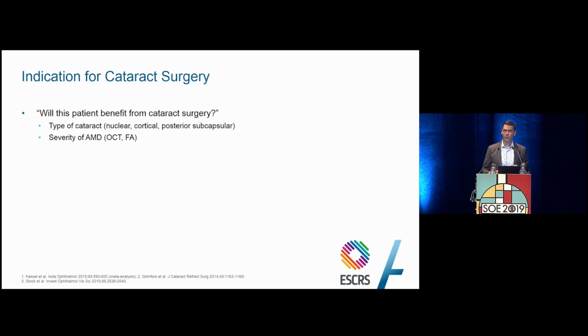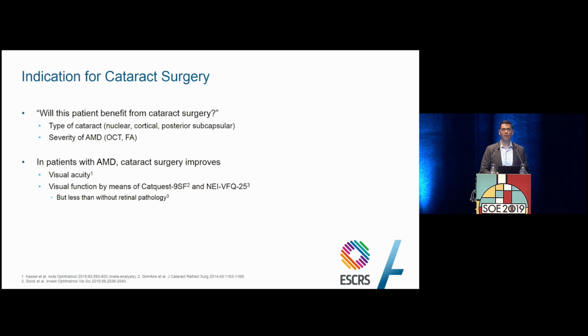In patients with macular degeneration, it depends on the type of cataract and also on the severity of the macular degeneration. So is it a nuclear, cortical, or posterior subcapsular cataract? Especially with posterior subcapsular cataract, people have a lot of complaints of glare, and also with cortical cataract. So in these types of cataract, it may be very beneficial to do the surgery. A nuclear cataract often decreases your visual acuity and your contrast sensitivity, which is also something lost in macular degeneration. And for the severity of macular degeneration, whether it's early, moderate, or severe, later geographic atrophy, or exudative macular degeneration, you have to take that into account. For that, you have to do an OCT or a fluorescein angiography.